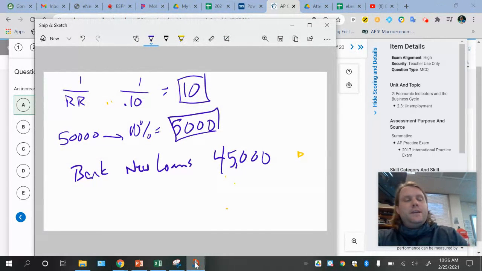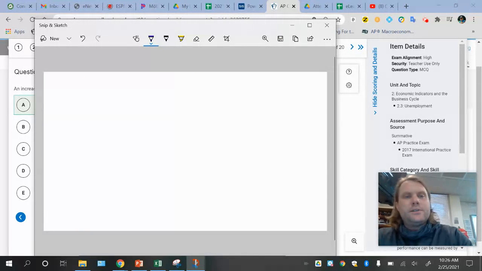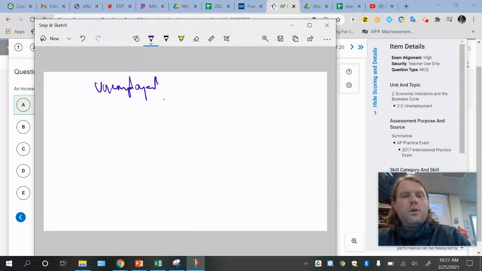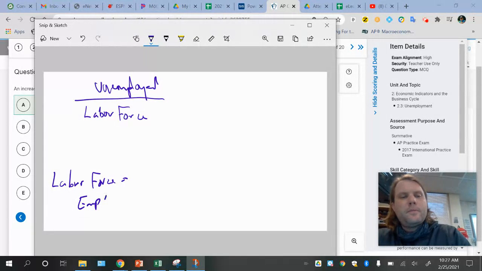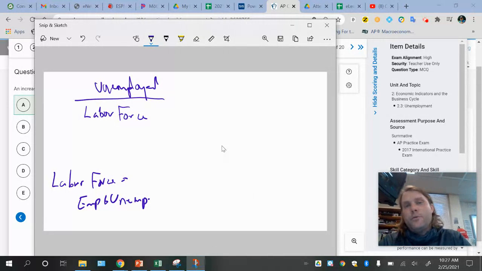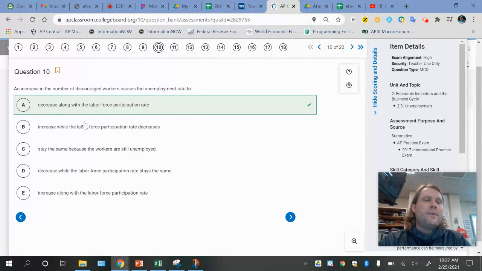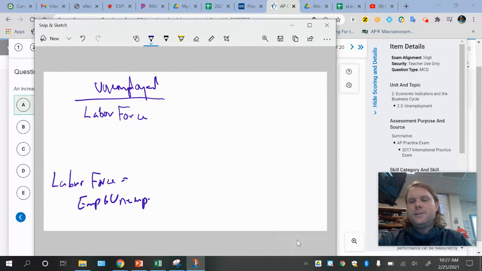Okay, so for number 10 here, it's trying to get us to remember our unemployment rate. So our equation for unemployment is the unemployed divided by the labor force. Labor force equals employed plus unemployed. And that's the tricky part. We forget to do that sometimes. So if I really don't know the answer, I can have this memorized. I can know off the top of my head that when the number of discouraged workers increases, exactly what's going to happen.